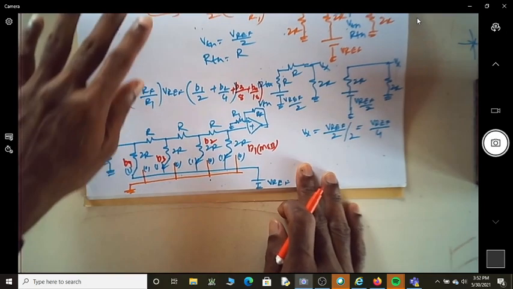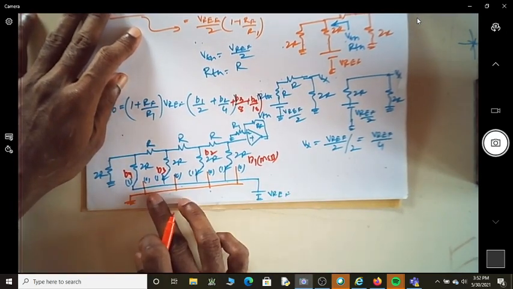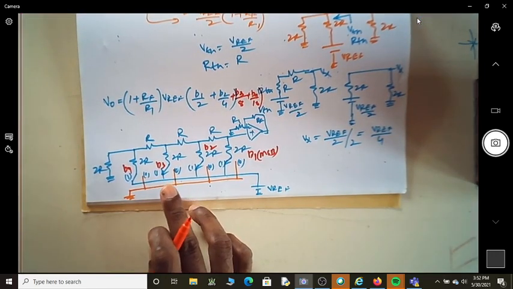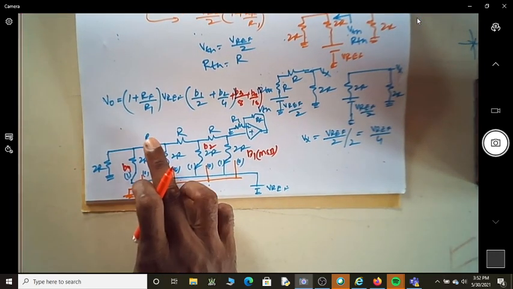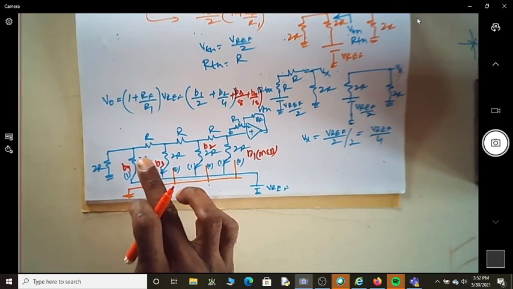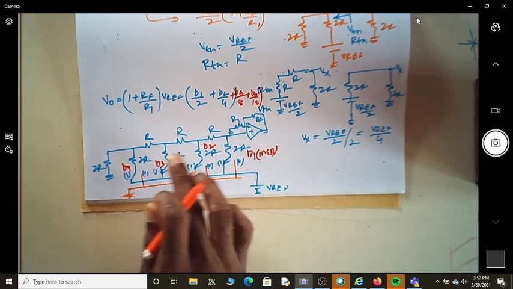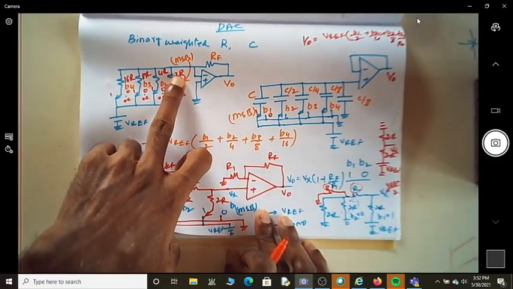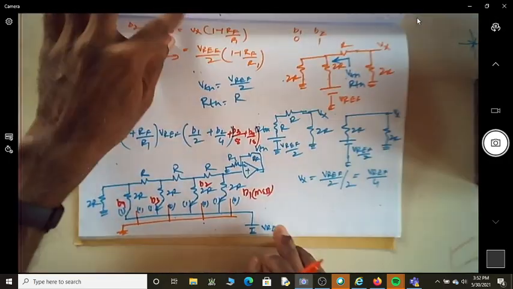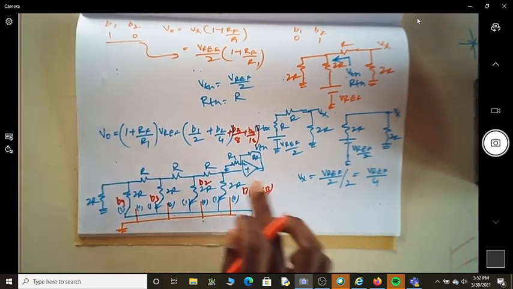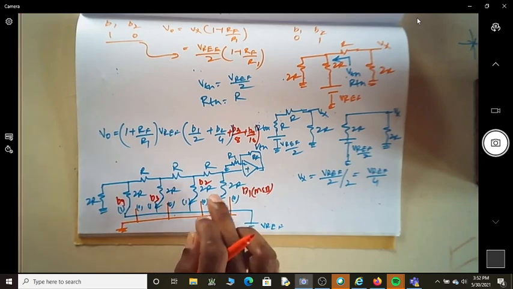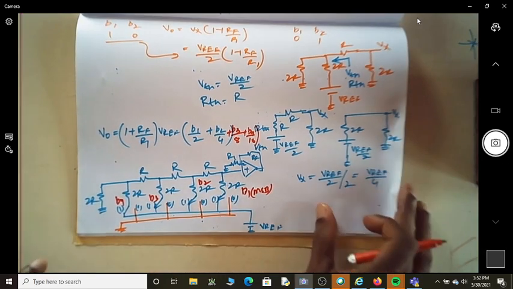So this is one such implementation of a DAC circuit, which consists of only two sets of resistances, only R and 2R. Only the values of the resistance are R and 2R. Unlike in your previous case where the resistance kept varying from 2R, 4R, 8R, that is not there. It is only R and 2R, irrespective of the number of bits you are going to have in your input.